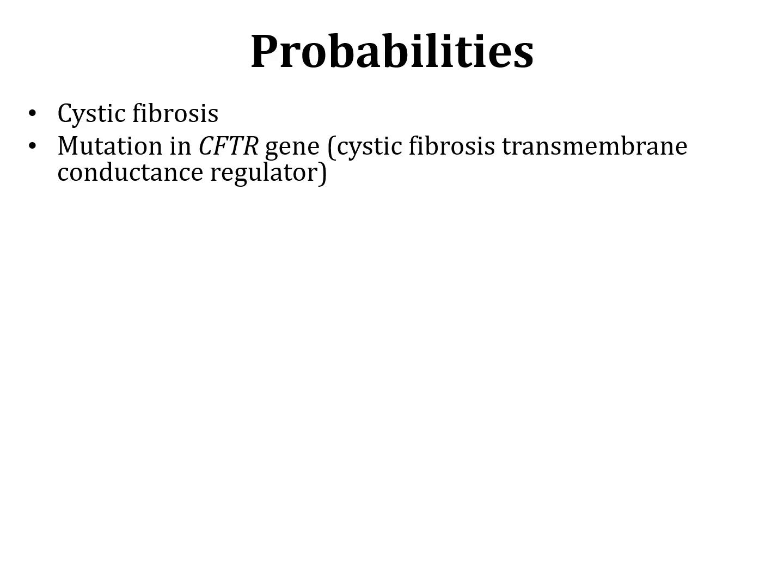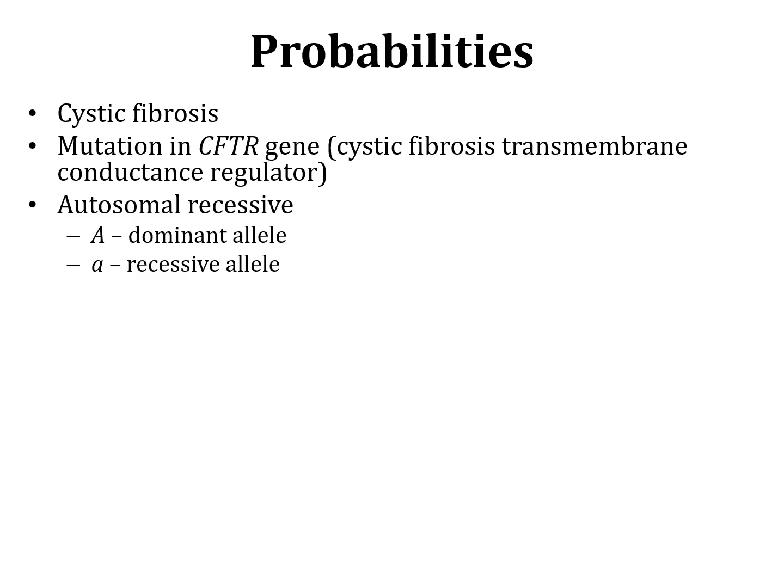Now we start the exercises for the calculation of probabilities, and this exercise is specifically about the calculation of probabilities of different events or different outcomes. So, starting with the example of cystic fibrosis, which is a human disease caused by mutation in the CFTR gene, the cystic fibrosis transmembrane conductance regulator. So mutation in this gene causes the disease, which is cystic fibrosis.